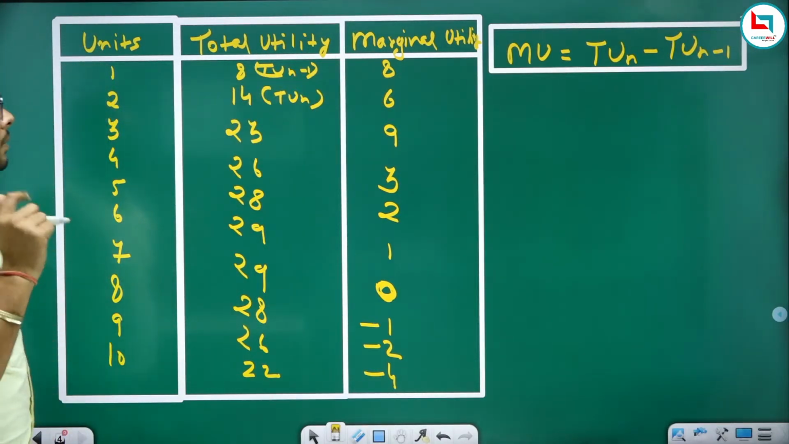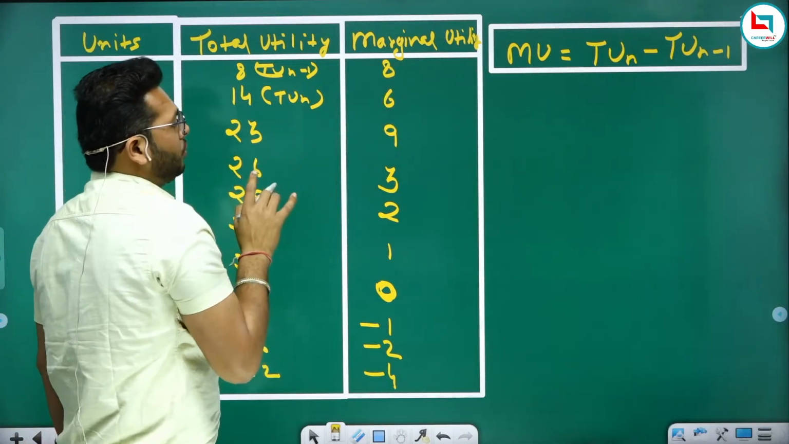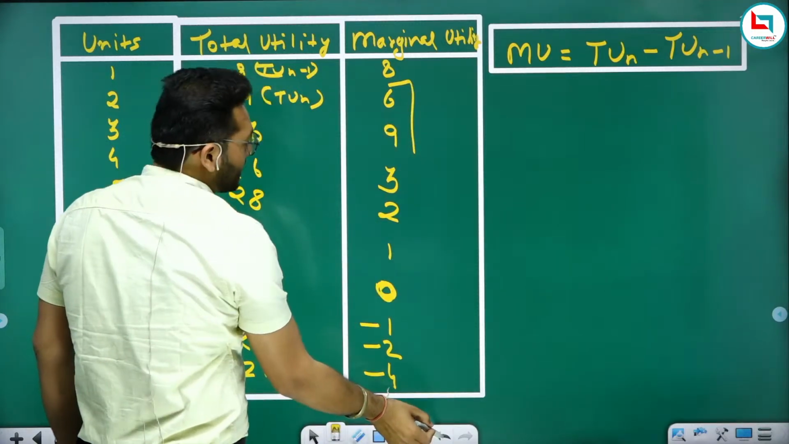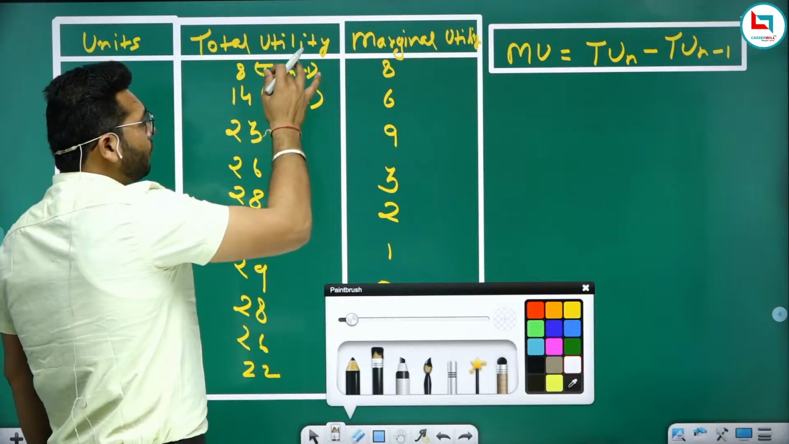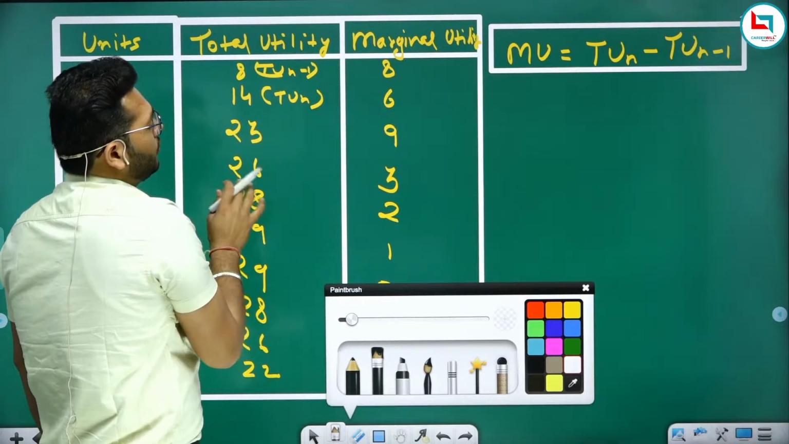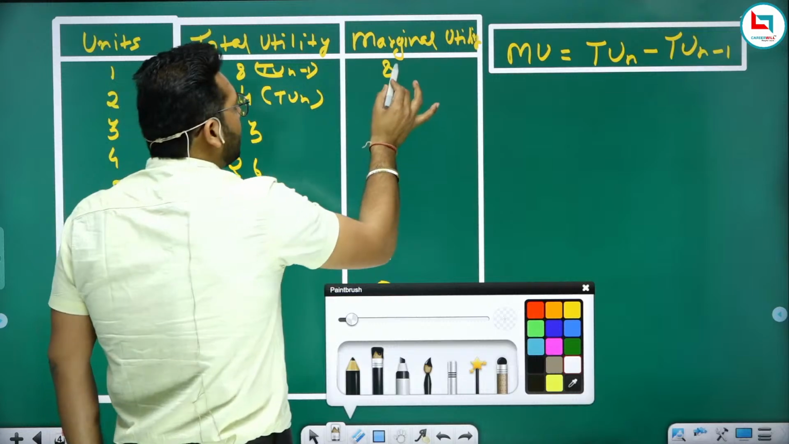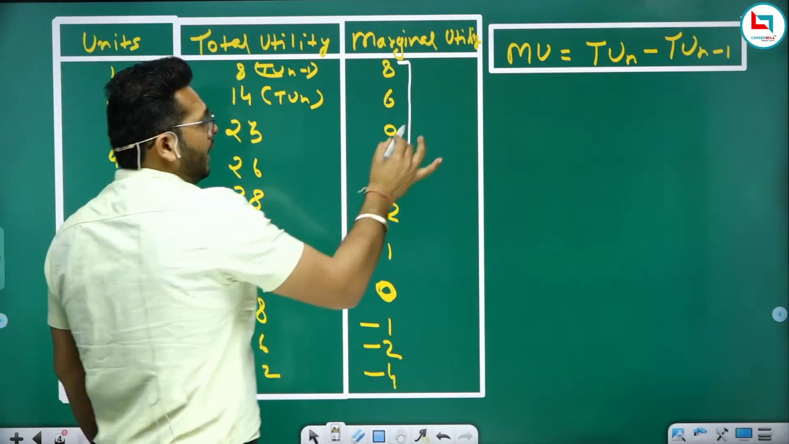Now you will be able to see that from the initial point of view, from the first unit to the third unit, you will get a positive and increasing order of MU. Here the MU is increasing.